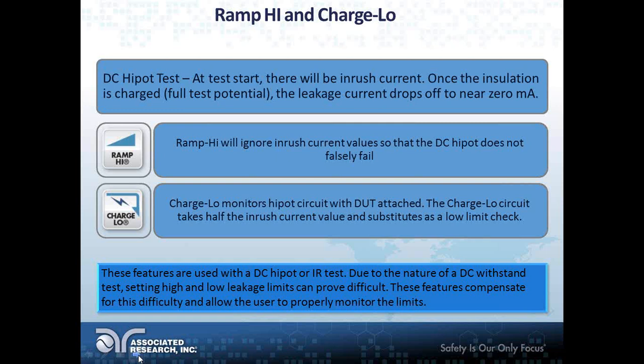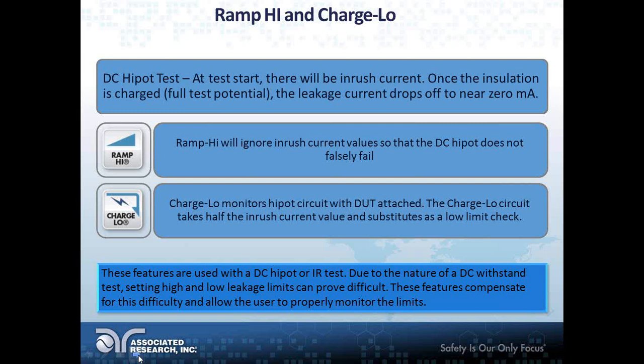At the start of a DC Hipot test, again, remember, you're testing a capacitor. So you're going to have very similar behavior as if you took a 9-volt battery and put it across a capacitor like you might have done in school and measured the response curves. At the start, you're going to have an inrush current. You're going to get a spike of leakage current, but then it's going to trail off, and once the insulation is fully charged, your leakage current is going to drop to near zero. That presents two problems.